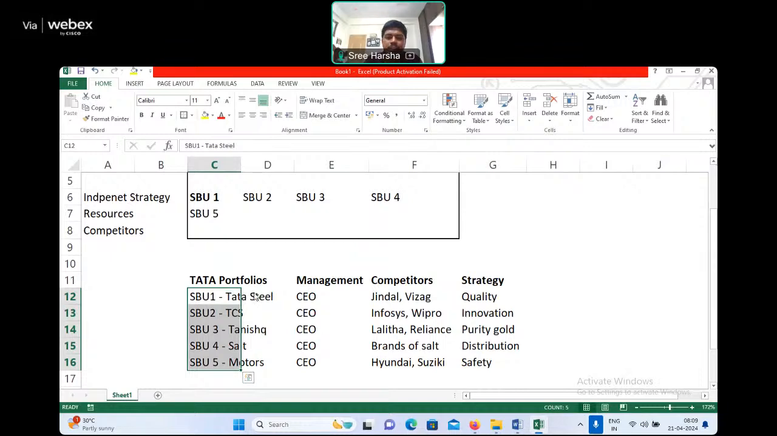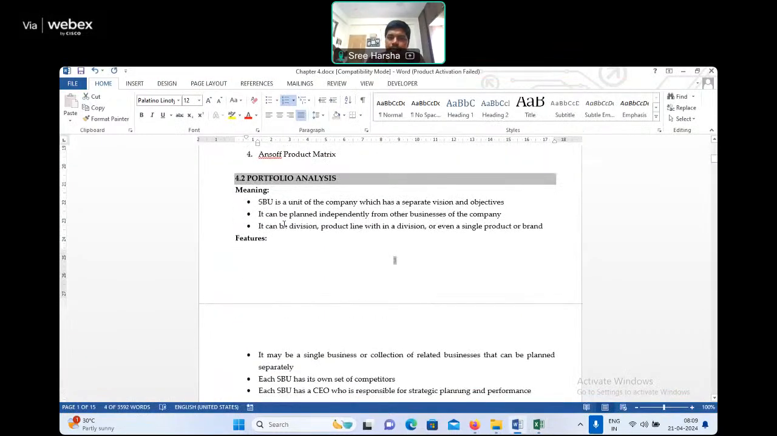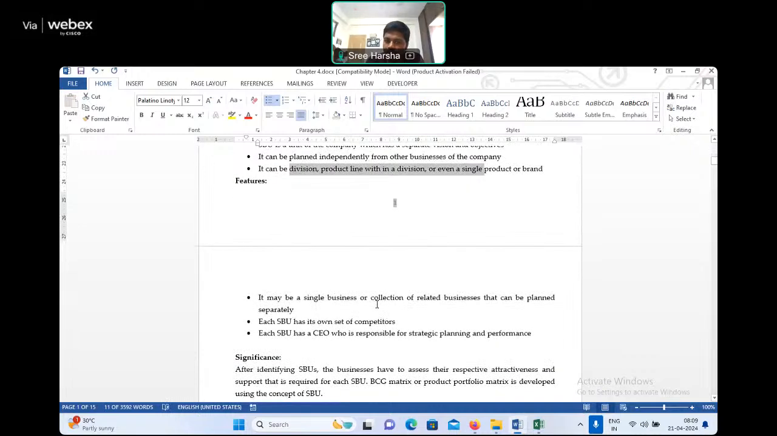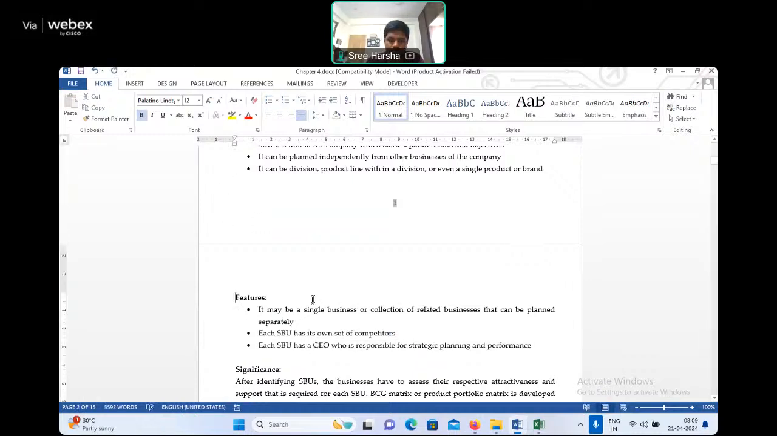So we understood the concept of SBU. An SBU is a unit of the company which has a separate vision and objectives. It can be planned independently from other businesses. It can be a division or product line within the company. What are the features of each SBU? It will have its own set of competitors. It will have a CEO who is responsible for its strategic planning and performance. An SBU will have a separate CEO.